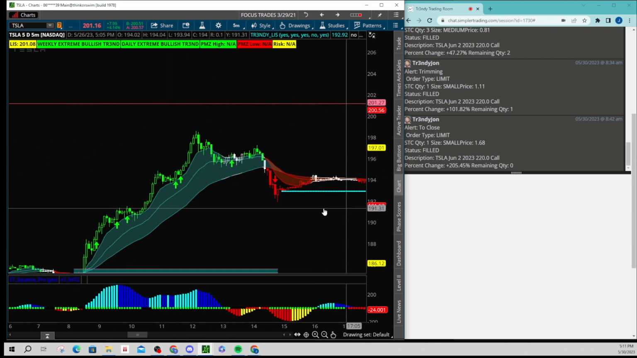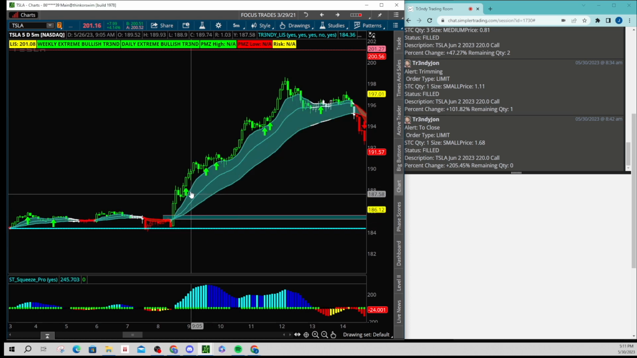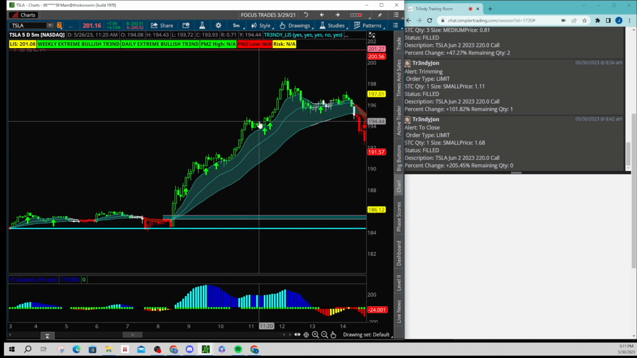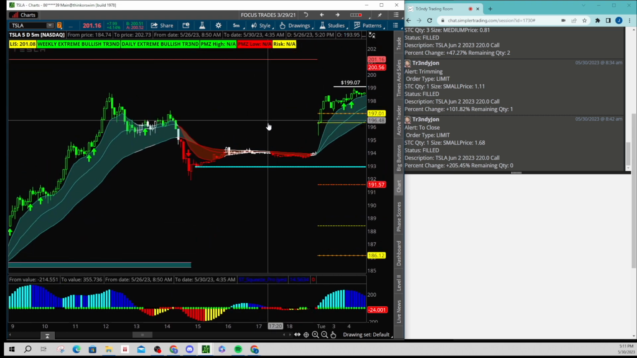And all I had to do was just follow my process. I bought down at demand and I stayed in the trade as long as we stayed above the cloud and I followed my indicators. If you guys have any questions, again, please reach out to me.